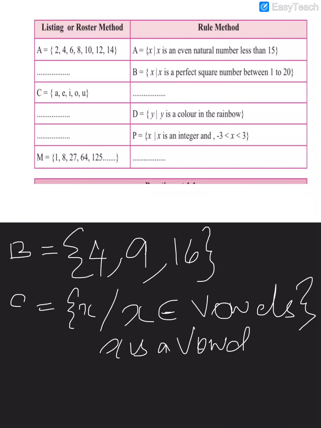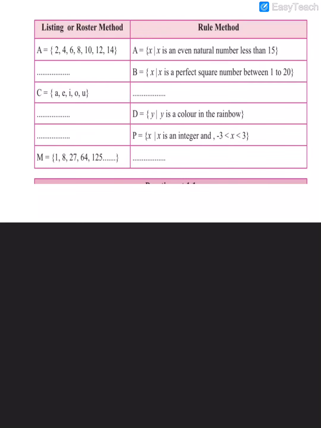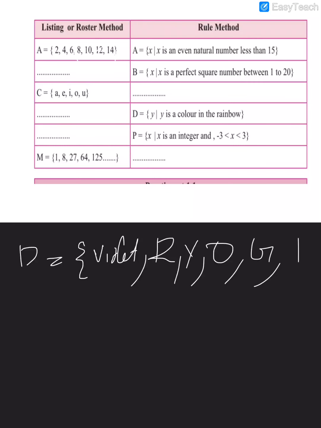And what is the next question? D = {y such that y is a color in the rainbow}. How will we write its roster form? D is equal to the colors of the rainbow. What are the colors? Violet, indigo, blue, green, yellow, orange, red. So this will be the roster form of D.